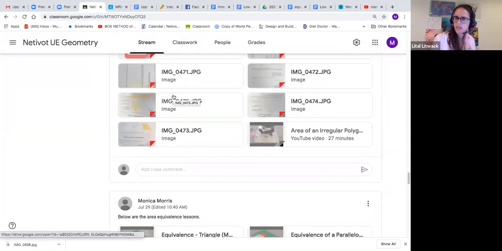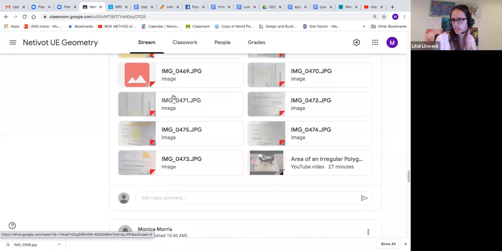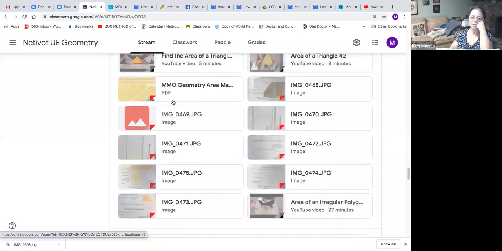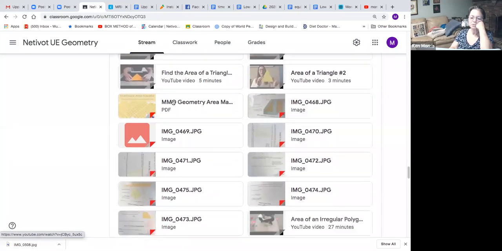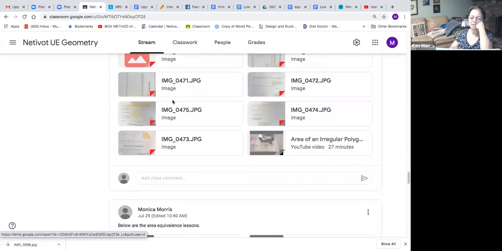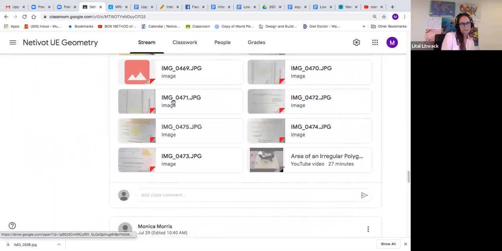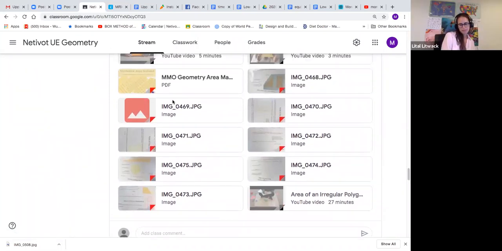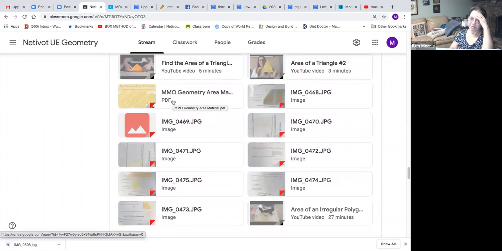Monica, in geometry, do students practice the calculations of these things or just kind of working with the shapes? They just work with the shapes. Okay. Yeah, they don't really do the practicing until they get to pre-algebra. So I do have them as a follow-up. I have them for all these lessons.